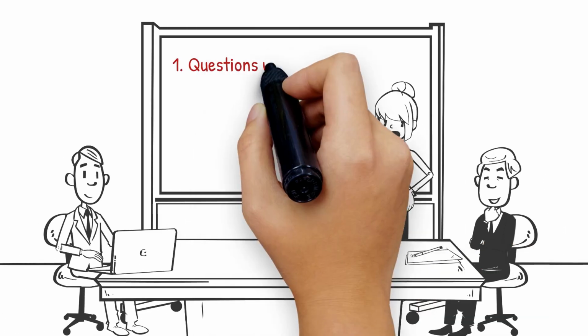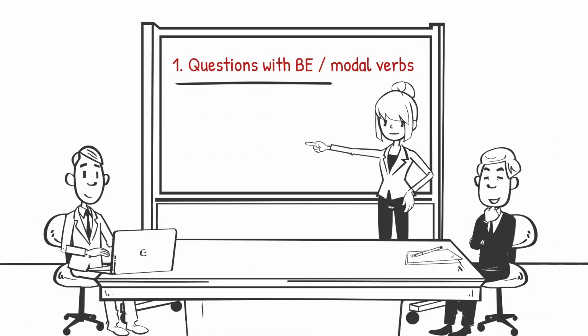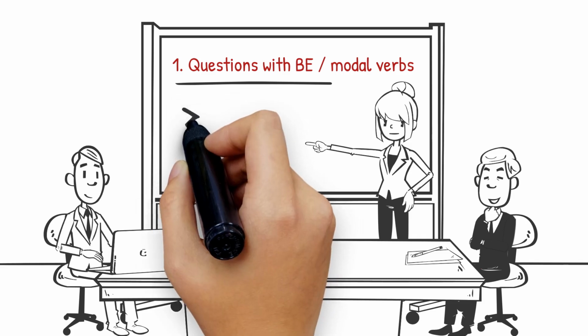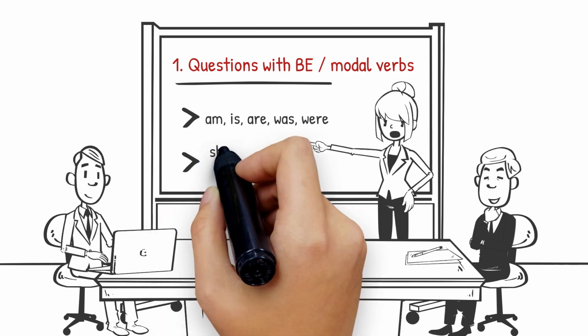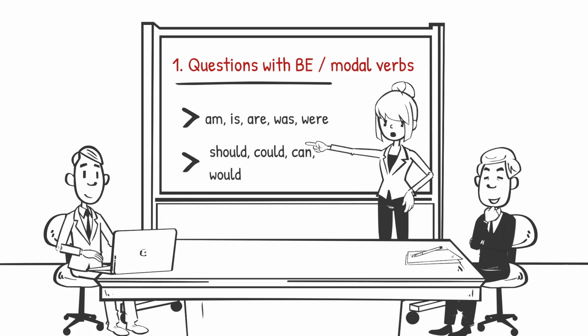The first type of question we're going to look at is when questions are made by changing the word order of sentences that contain the verb to be or a modal verb. The different forms of the verb to be include am, is, and are for the simple present tense, and was and were for the simple past tense. Modal verbs don't have different forms that change according to the pronoun or the subject of a sentence. They stay the same. Examples are should, could, can, and would.